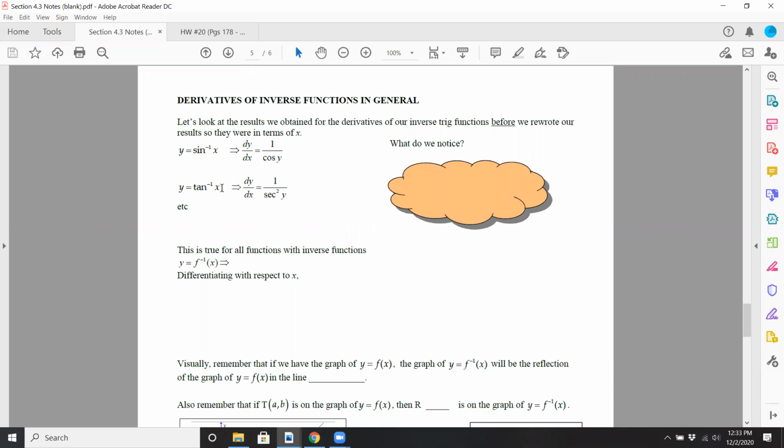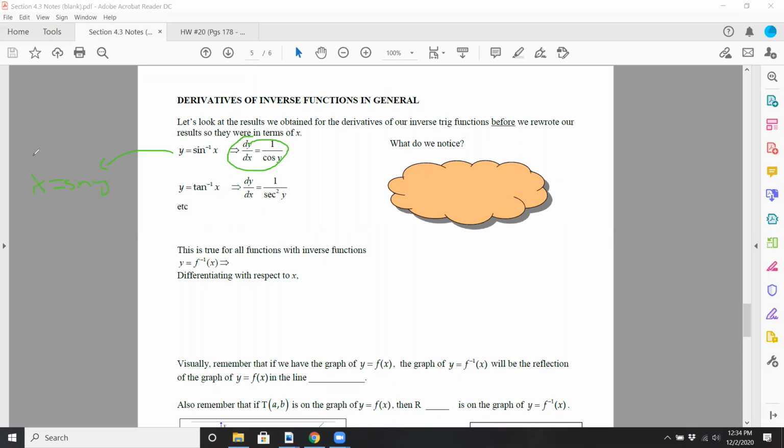Okay. Anyway, so y equals inverse sine of x, right? When we did that, we got that as our derivative. And then of course we got it in terms of x, but before we worry about that, remember when y equals inverse sine of x, that's the same thing as saying x equals sine y.